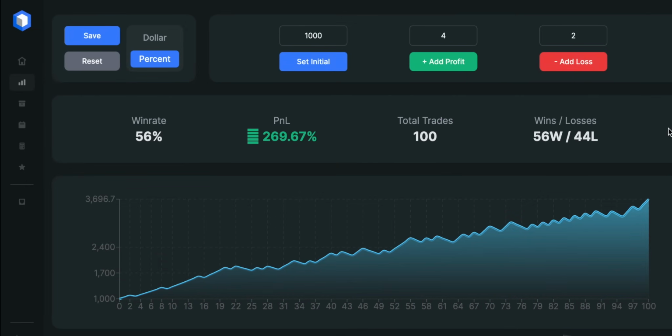Okay, so after 100 trades, the results are really good. The win rate for this strategy is 56%, and we increased our account size by 269.67%. This win rate is really high for such a risk-reward ratio. The strategy is making consistent profits.